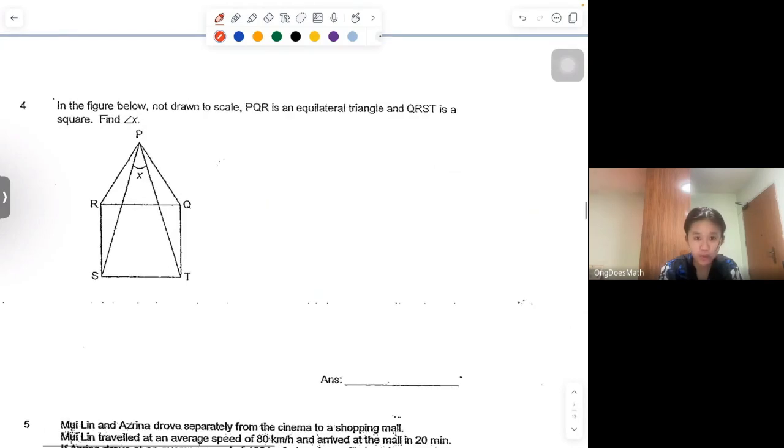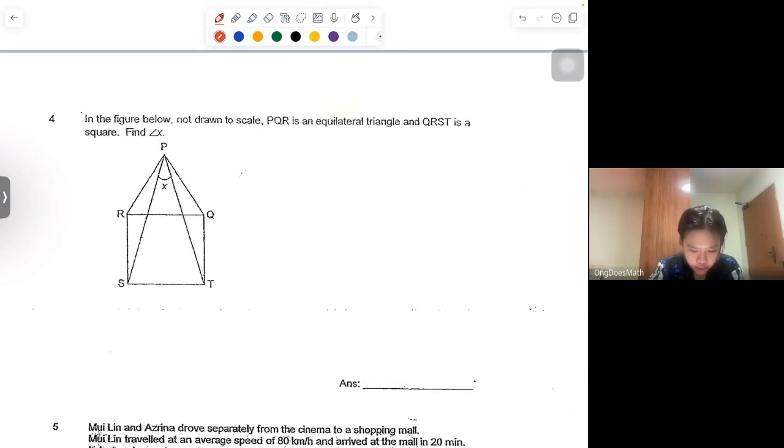In the figure below, not drawn to scale, please don't take out a projector, it won't work. PQR is an equilateral triangle and QRST is a square. Find angle X. So equilateral triangle, what's so special is that all sides are the same. And for square, all sides are also the same. So it will be like this.